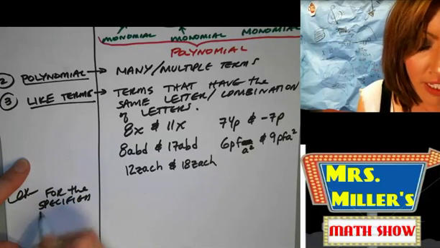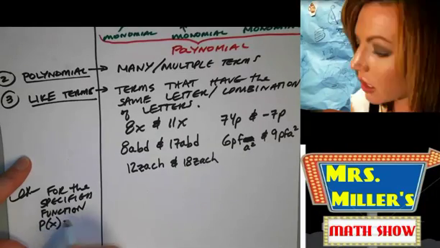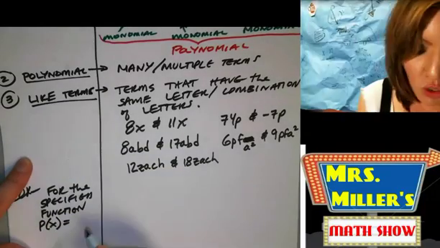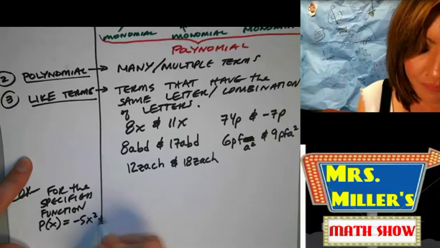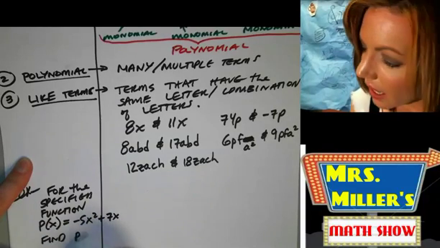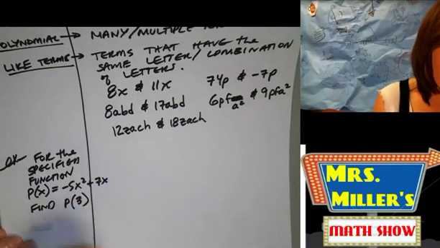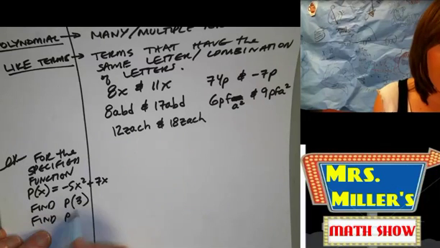So for the specified function, now we're going into examples. P of x equals negative 5x squared plus 7x. We want to find P of 3, P of negative 1, and P of a. Find P of negative 1 and find P of a.